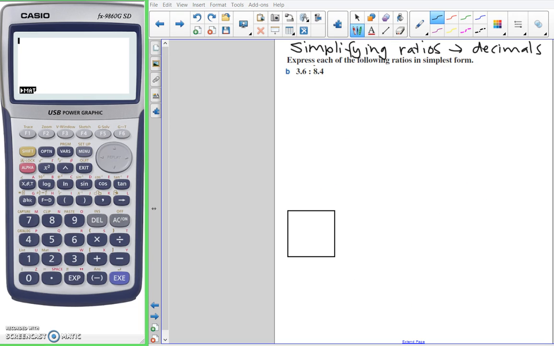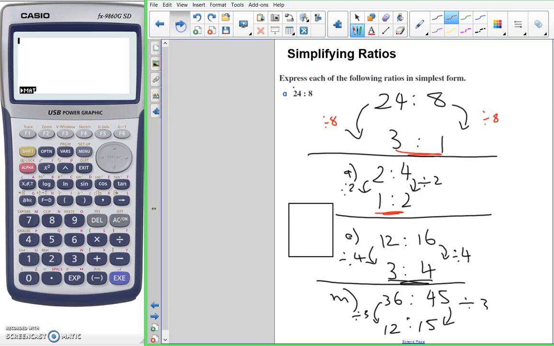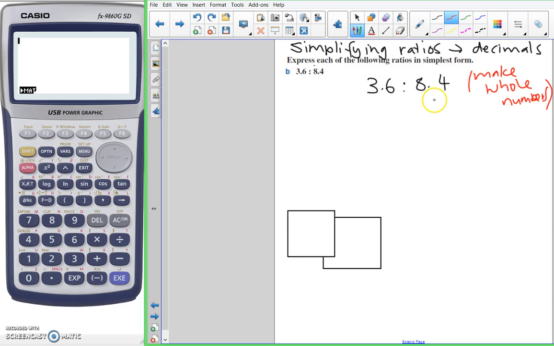Now we're going to have a look at simplifying some other ratios. This time we're going to look at ones that have a decimal place in them. So this one here is 3.6 to 8.4. So what you need to do in this case is make them whole numbers, so that it makes it easier to simplify, just like we were doing in the previous one. So, with this one, you've got 3.6, 8.4.